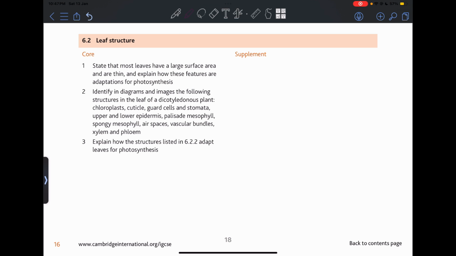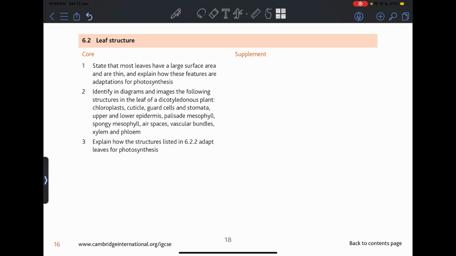If there's large surface area, then the diffusion will be higher, and if it's thin, then there will be, of course, rapid diffusion because there's no thick structures, so it will be much faster. Now you have to also explain the features like I said right now. So identify in diagrams and images the following structures in the leaf of a dicotyledonous plant, which means it has two seeds: chloroplast, cuticle, guard cells, stomata, upper and lower epidermis, palisade mesophyll cell, and spongy mesophyll, air spaces, vascular bundles, which are made up of the xylem and phloem.